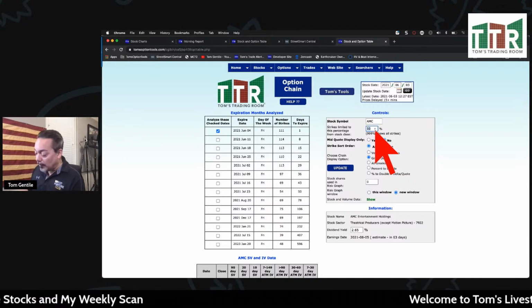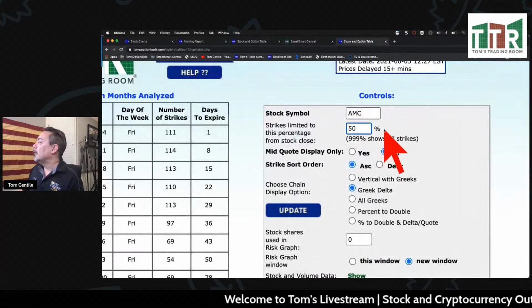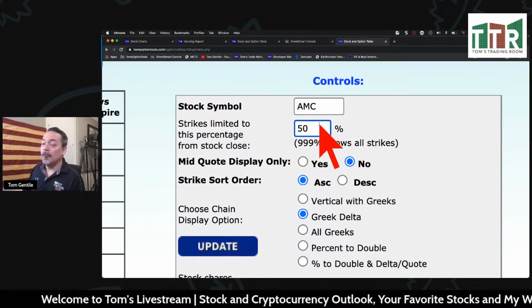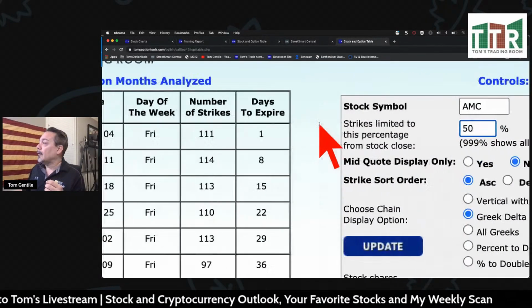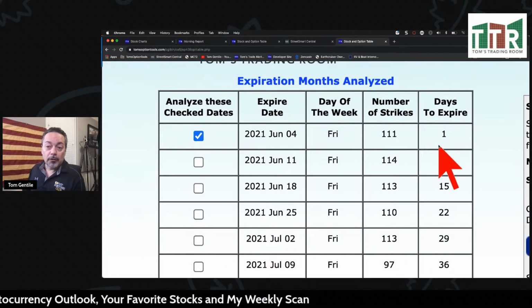What I want to do is look at AMC 50% above and below the stock price. Here we go, said I was going to do it. All right, so I'm going to come over here. Let's look at the options that expire tomorrow and see what they're going for.